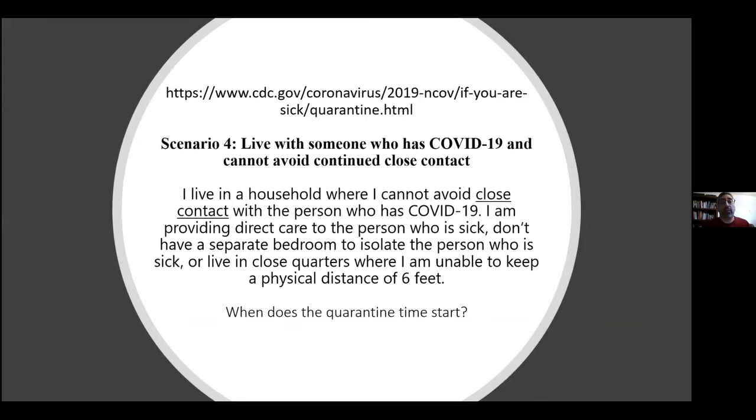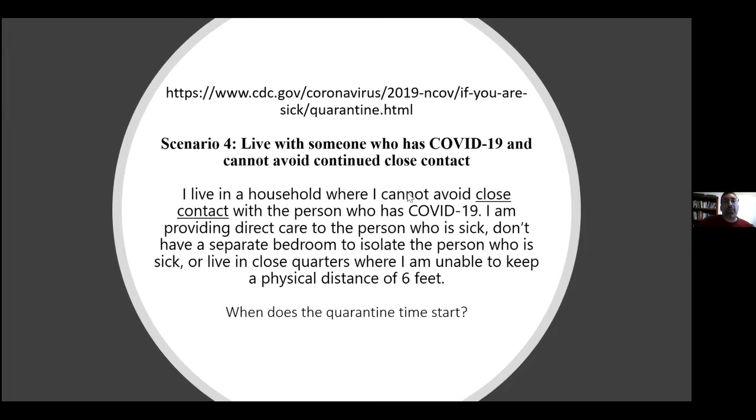All right, last scenario here. So we live with someone who has COVID-19 and you cannot avoid continued close contact. So I live in a household where I cannot avoid close contact with the person who has COVID-19. I'm providing direct care to the person who's sick, don't have a separate bedroom to isolate the person who's sick, or live in close quarters, or am unable to keep a physical distance of 6 feet. So when would you say the quarantine time starts? Once that person becomes asymptomatic?